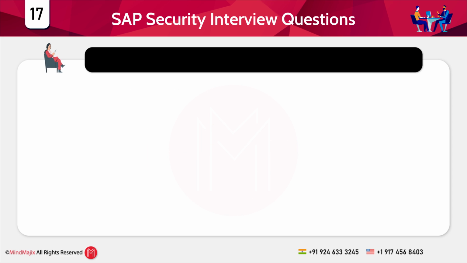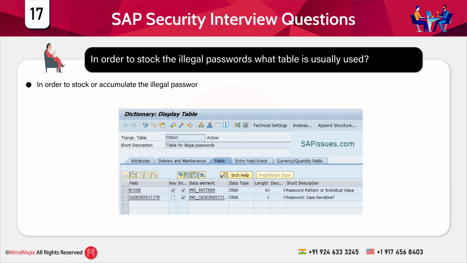The next question is, in order to stock the illegal passwords, what table is usually used? In order to stock or accumulate the illegal passwords, a table called USR40 is usually used. This particular table stores various patterns and arrangements of words that cannot be used while making any password.